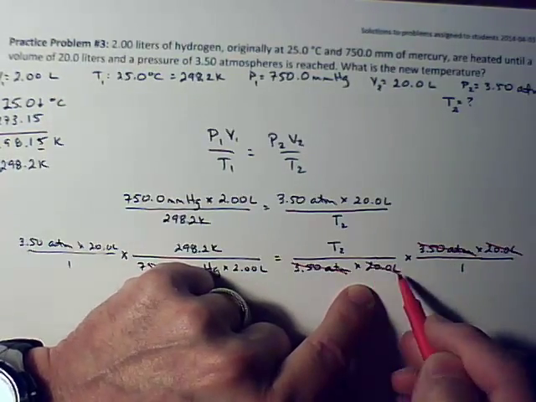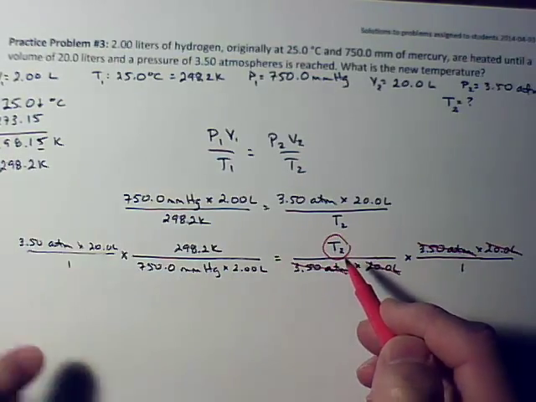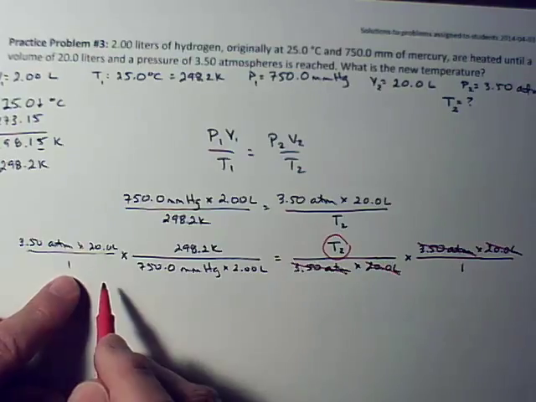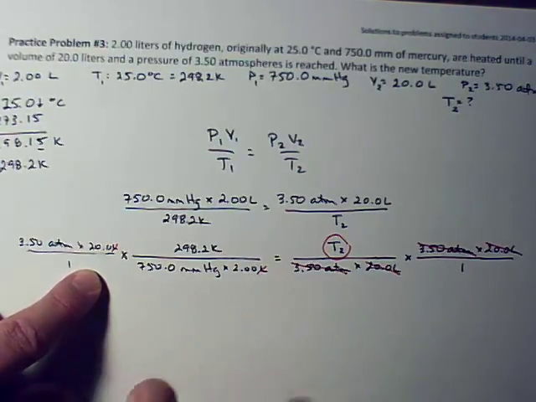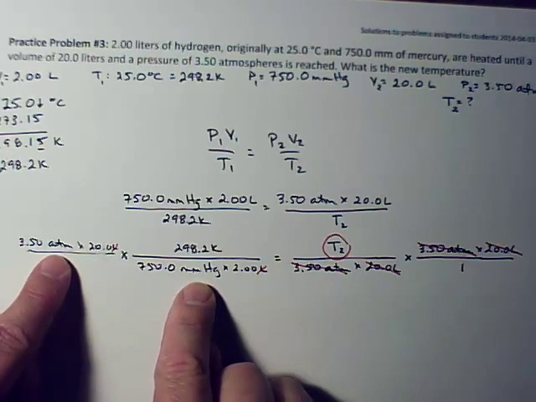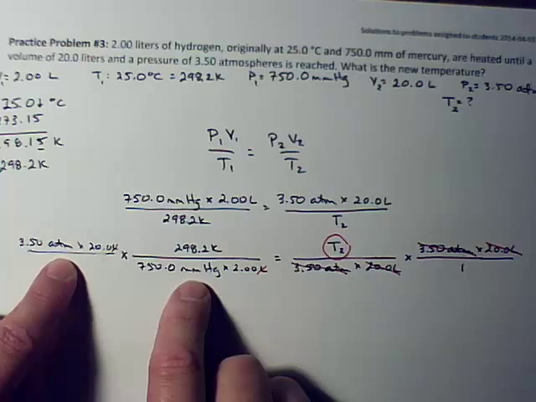20 liters cancels 20 liters, like x's and y's in algebra, leaving T2 by itself, which is what we want to do. Over on this side, I can cancel units of liters, but I can't cancel atmospheres with millimeters of mercury. So either I've got to convert this to atmospheres, or I've got to convert this into millimeters of mercury. Either one works just fine.